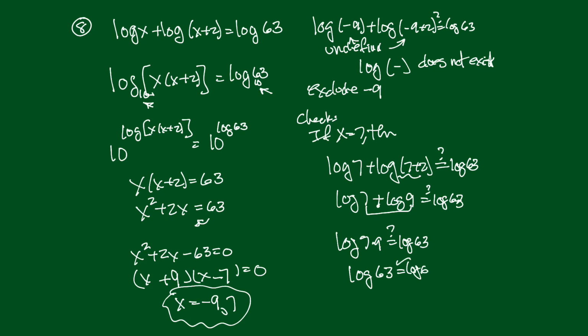It checks. So we're going to now conclude that x is equal to 7. Toss out that negative 9 and just conclude that we get to 7. That's it.